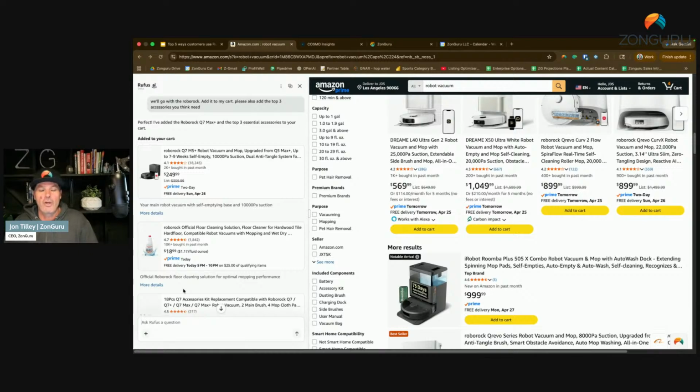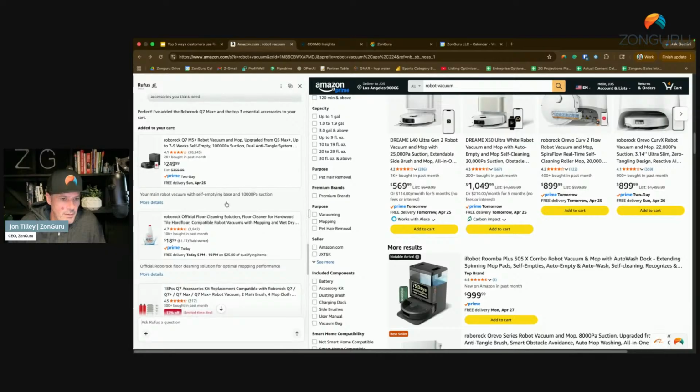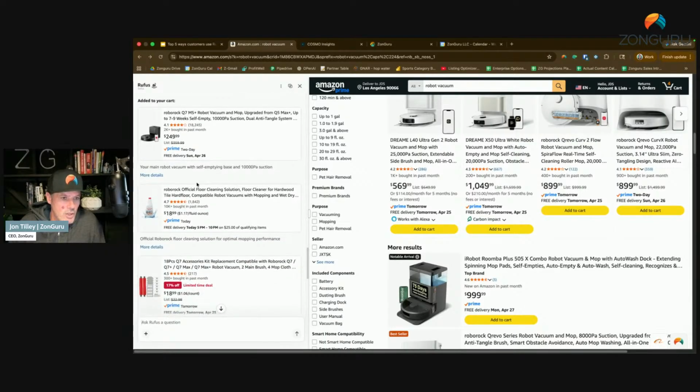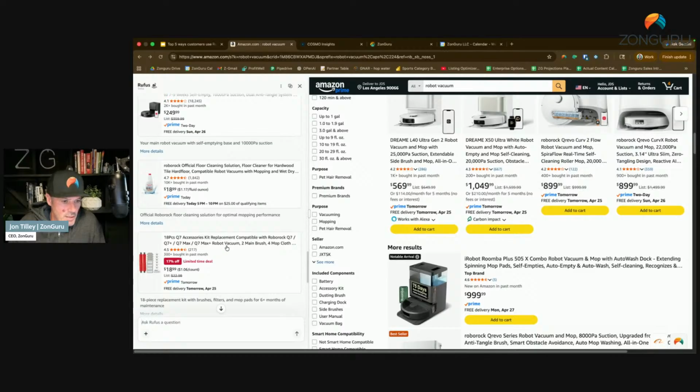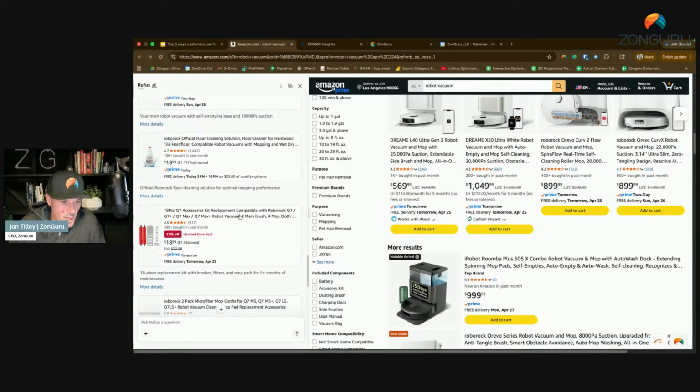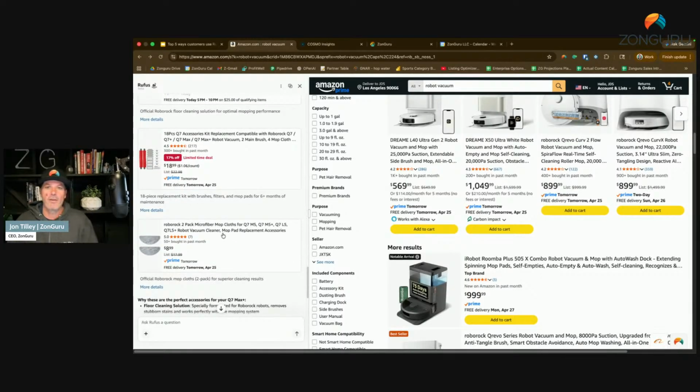Average cart value goes up. This is what Amazon is seeing, why they're all in, right? Because if I'm having this experience and I'm like, okay, great, I got the main product. Give me the top 3. What is it giving me? Okay, so hey, I've added that. Your main robot vacuum is self-emptying based on this, right? So I need the official floor cleaning, right? I need this accessory kit, right? Replacement compatible with Roborock, right? Roborock 2-pack microfiber mop cloths, right? So it's gone and added those, right?